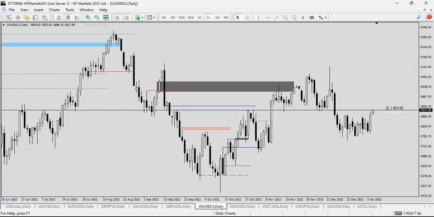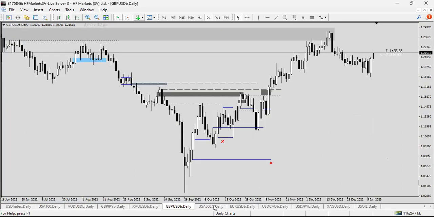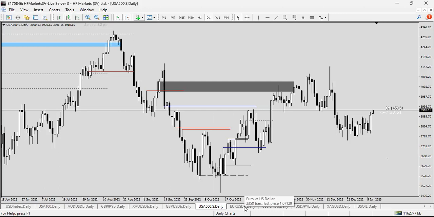And I don't trade GU, I just don't like it. S&P is always going to be similar to NAS.